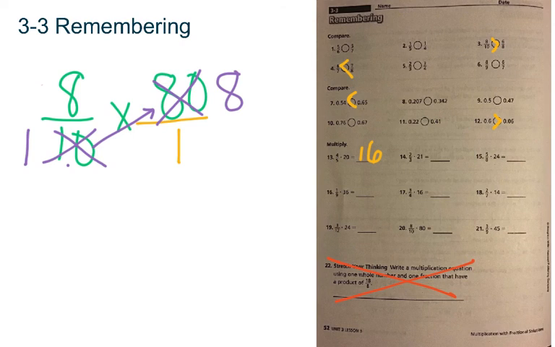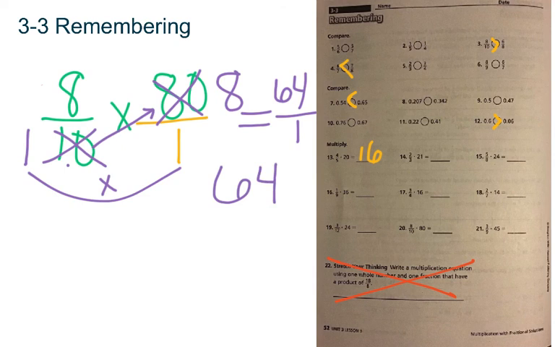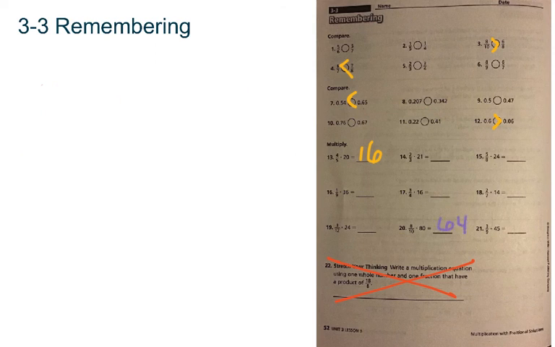Now I have 8 times 8, and 8 times 8 is equal to 64, and 1 times 1 is equal to 1. And so my answer is 64, because 64 over 1 is equal to 64. And that is number 20. We're going to complete one last problem together before I let you head off on your own. Let's go ahead and look at number 21, just as extra practice.